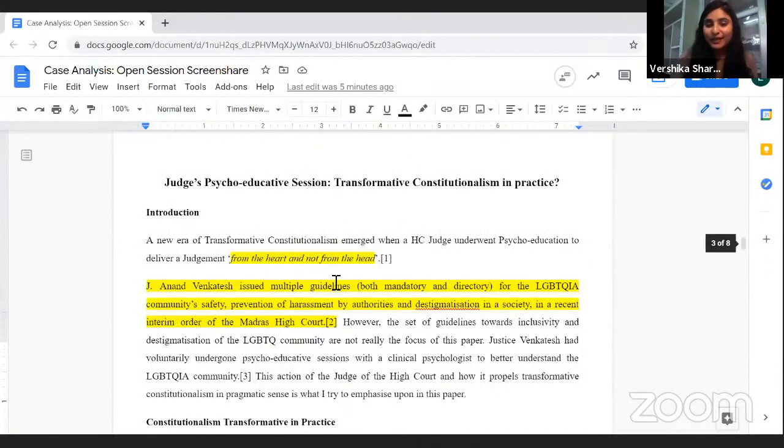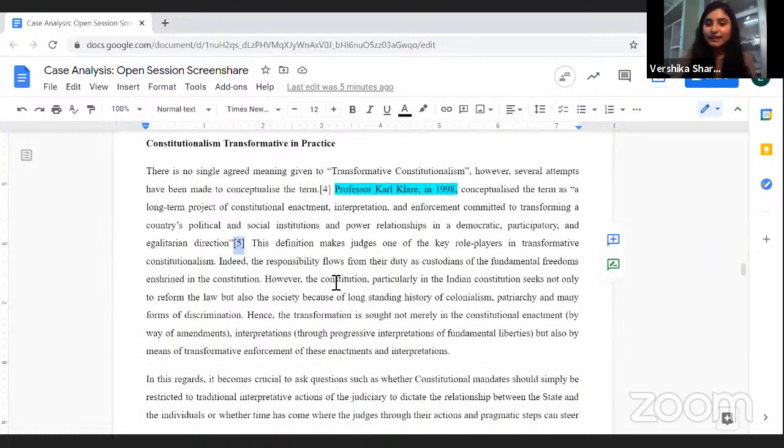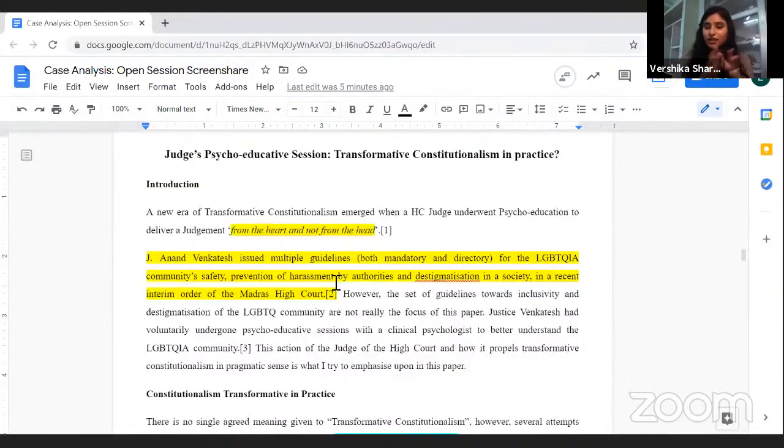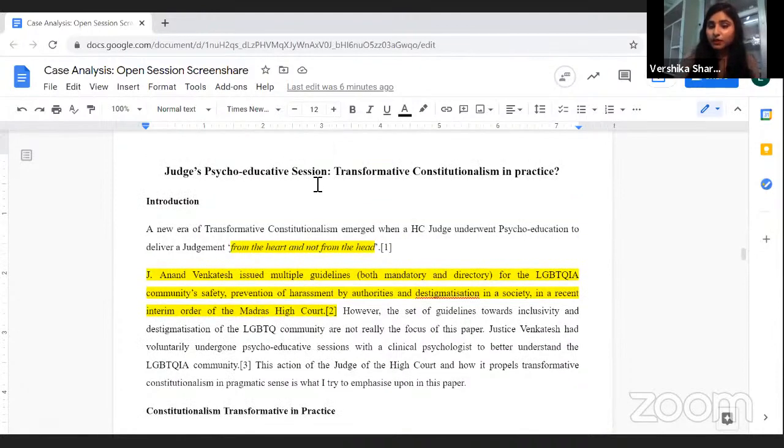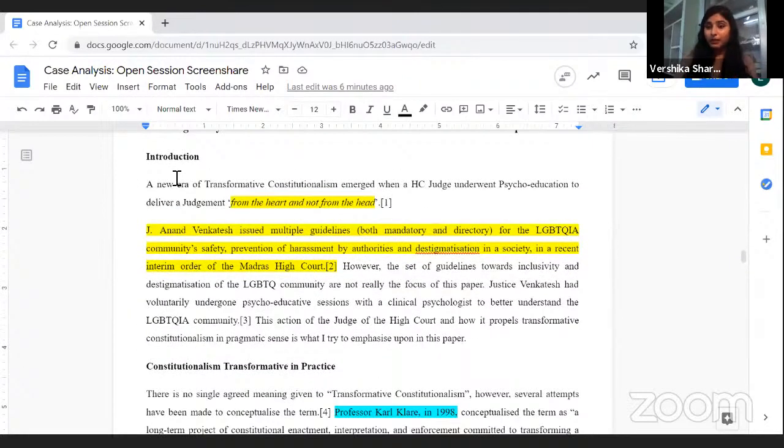So this is what this entire exercise is all about, where you connect the judgment in whatever way you want to, and then talk about a particular academic concept. You relate it with an academic concept in order to make an academic writing out of that judicial decision. That is exactly what I did. I tried to show in this comment how the judge's psychoeducative session, as well as his other actions, whereby he propounded those directions to make actual efforts towards destigmatization of society, actually culminate into transformative constitutionalism.